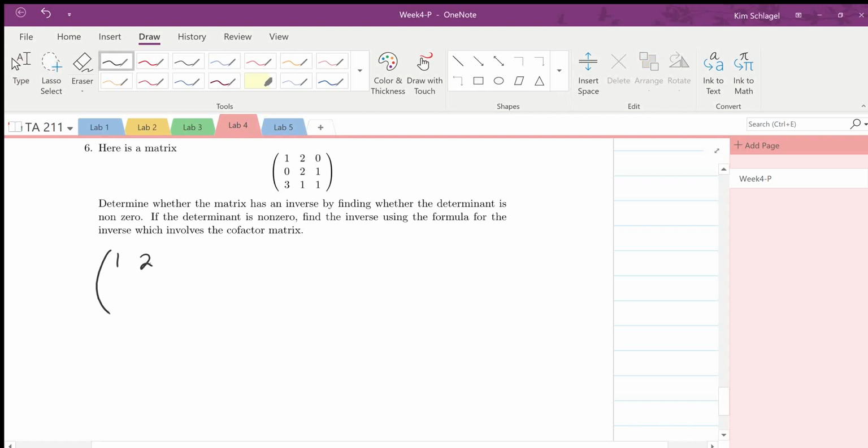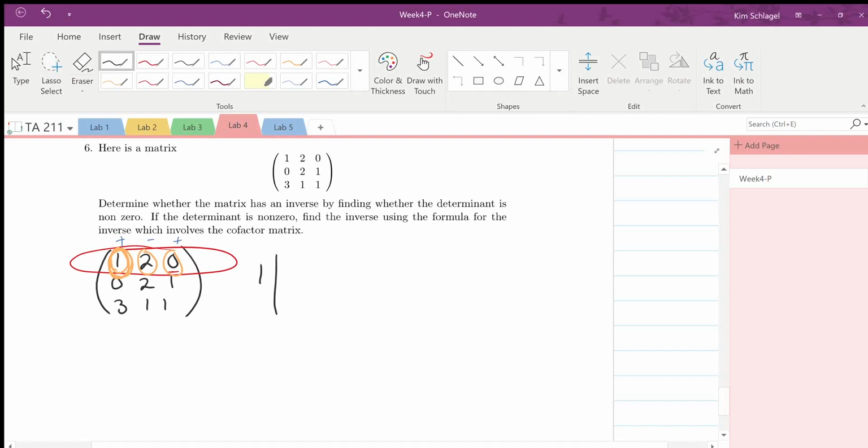So we have 1, 2, 0, 0, 2, 1, 3, 1, 1. Okay, and we have to choose a row to expand on, and I'm going to choose the first one because we have a 0 here, so it makes it a little bit easier. So same thing that we did above, we're going to expand along all these entries here. So we're going to start with our first entry, which is a 1, and if we draw in our signs like we did before, we know it's a positive 1.